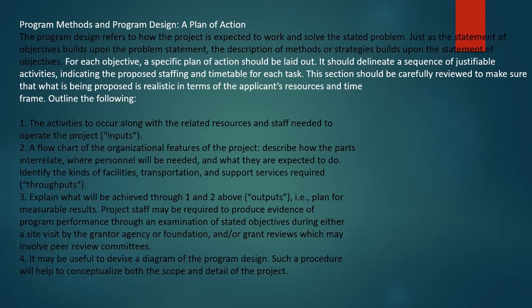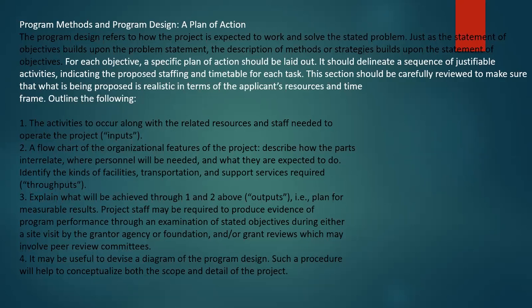A flow chart of the organizational features of the project describes how the parts interrelate, where personnel will be needed and what they are expected to do. Identify the kinds of facilities, transportation, and support services required: throughputs. Throughputs. We learned inputs, and now we learn throughputs. What's next? Okay.